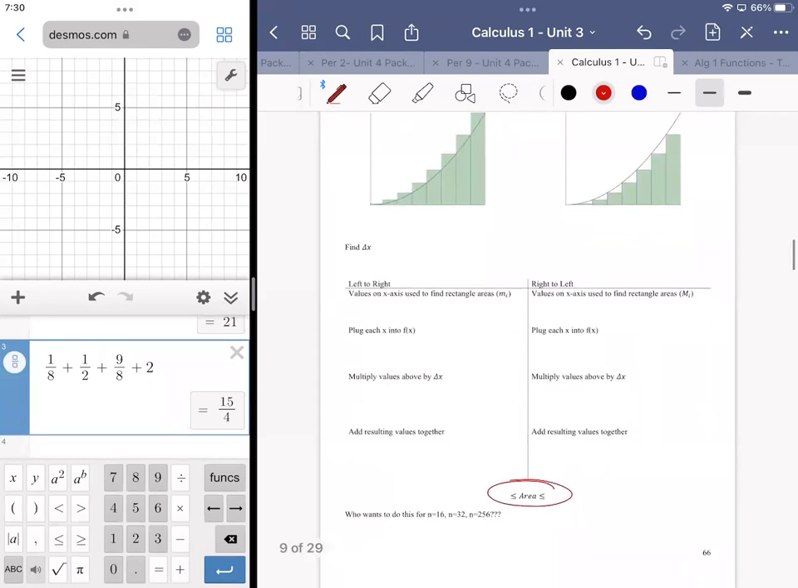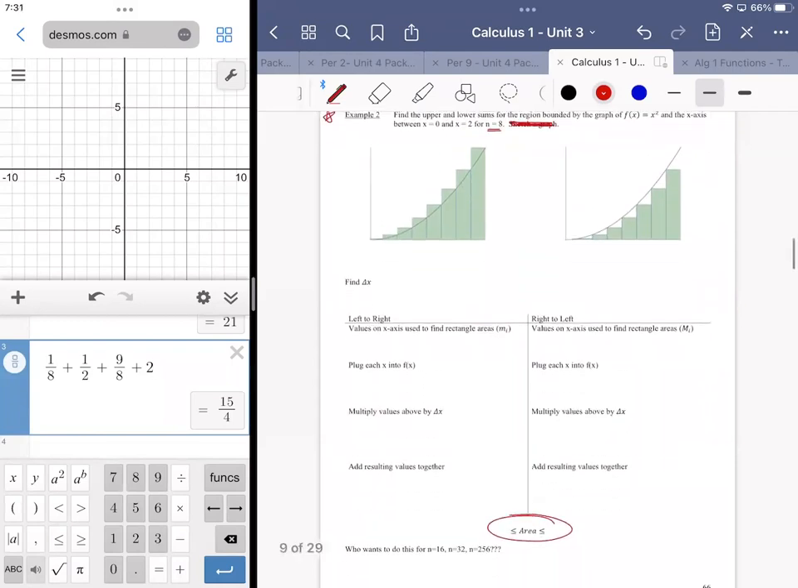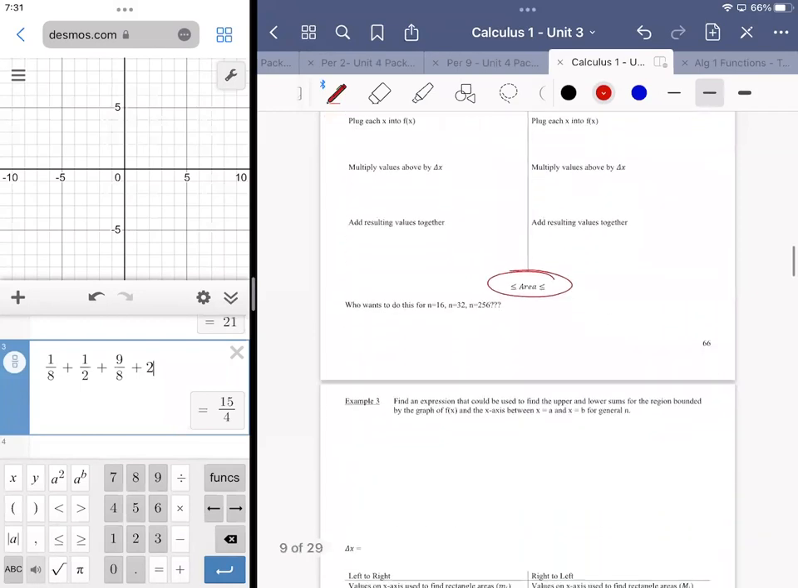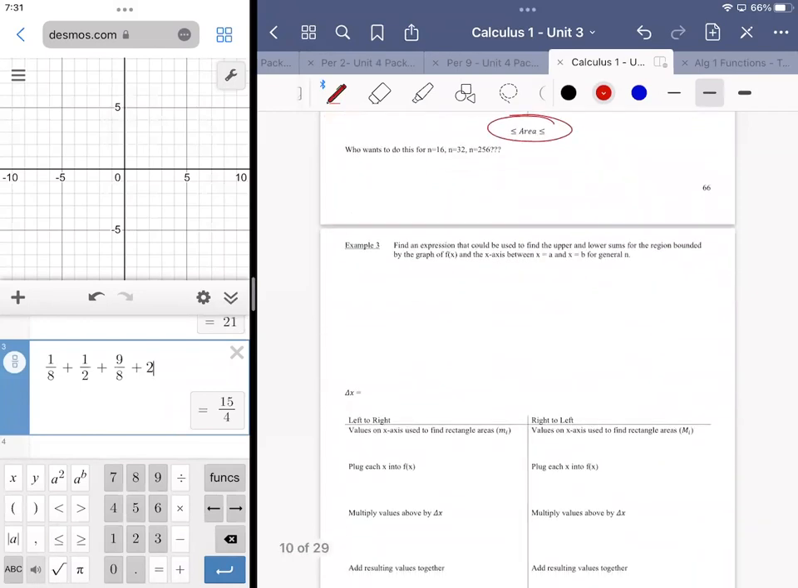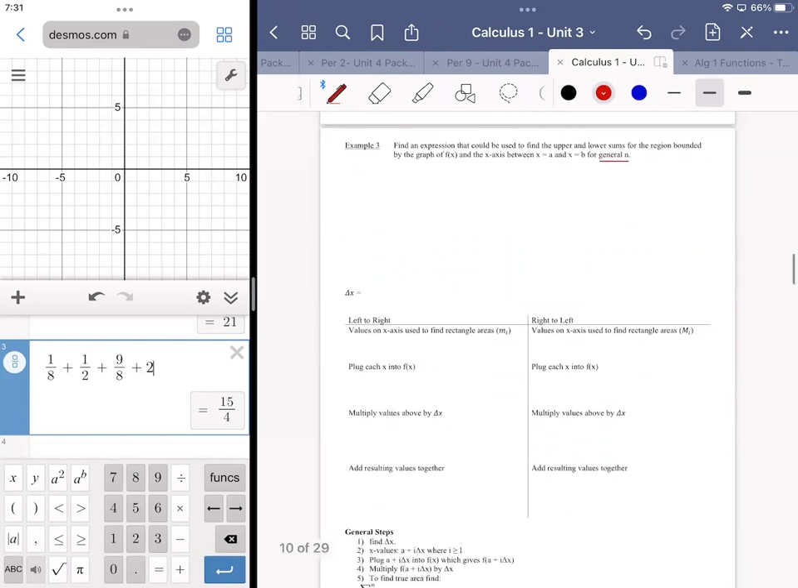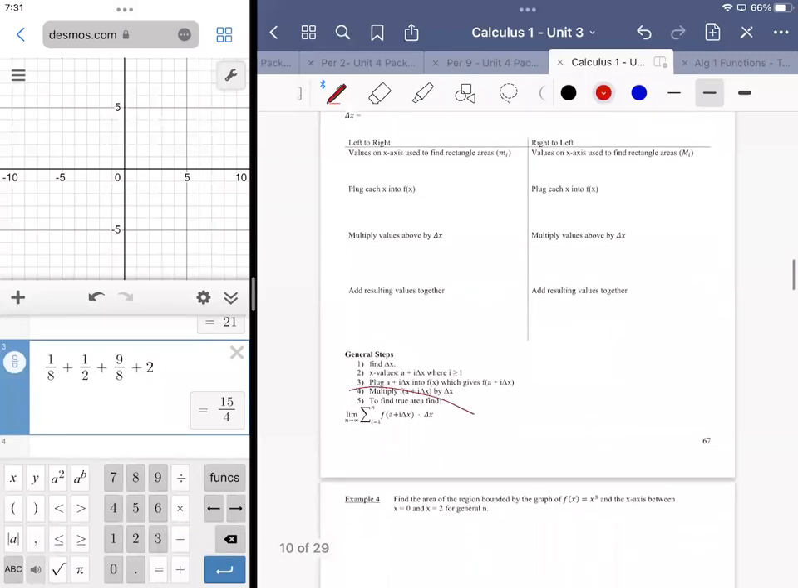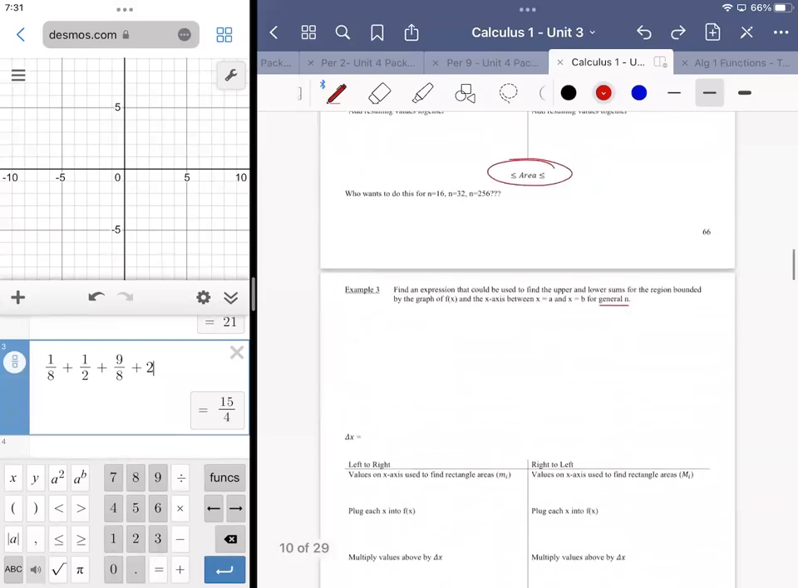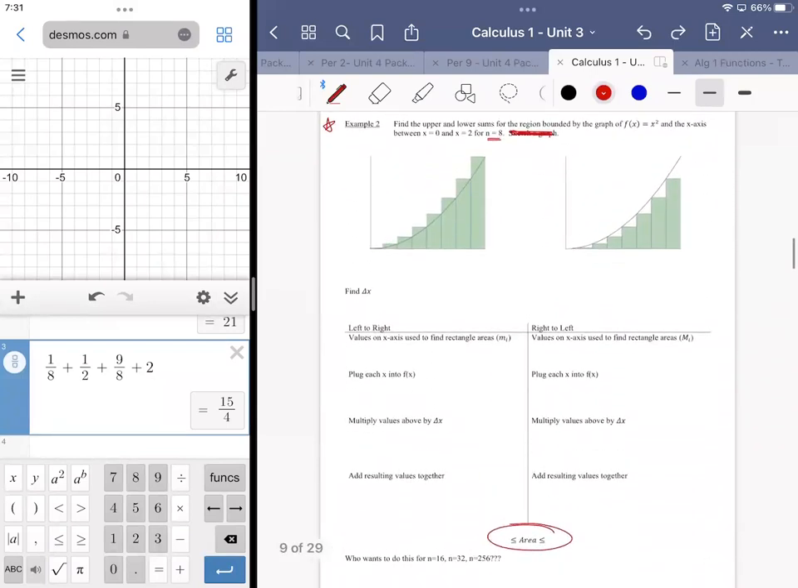But I also put a comment at the bottom: who wants to do this for n equals 16, 32, and 256? The idea of having to do 256 distinct computations doesn't sound overly appealing. So with that in mind, there's got to be a shortcut. And that's where we start to generalize it for a general value of n. That's what we'll be working towards next time we meet. You can see there's that mention of the summation, so it's not all for nothing. It's just a little tedious in the beginning, but you start to see why everything is the way it is as we go.